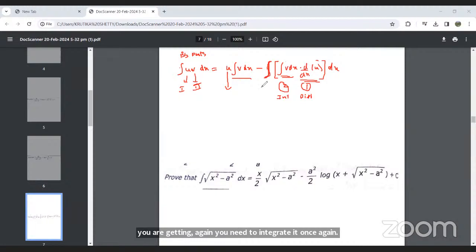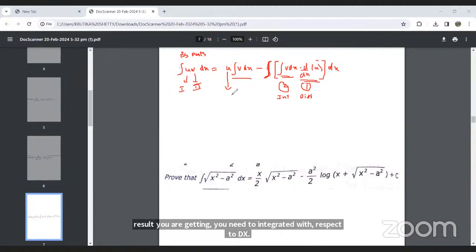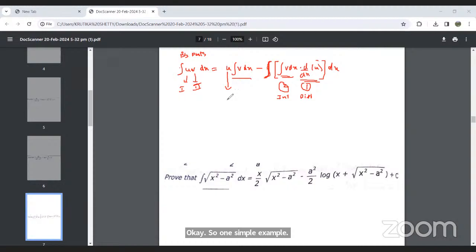Okay, so in some books they directly write double integration, but to make you understand the procedure, I have made use of this square bracket. This square bracket indicates that first you need to take the integration of the second function and then the derivative of the first function, and whatever result you get, you need to integrate it with respect to dx. So I will consider one simple example to make you understand by parts, because if you know by parts, you can solve the property. Or else it's difficult to understand.